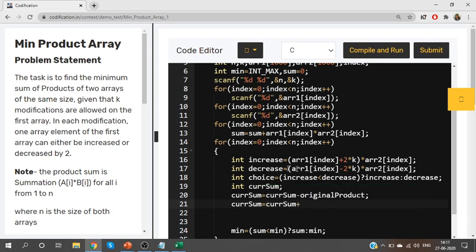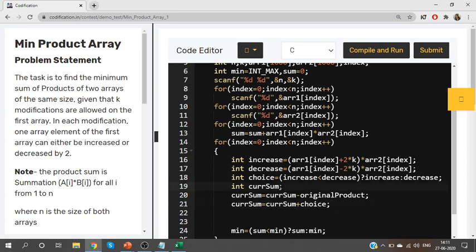Where do we have the current product? We have it in the choice variable. So add the choice variable. Can you understand this? Eliminate the original product and add the current product. Whichever we have chosen, add that.